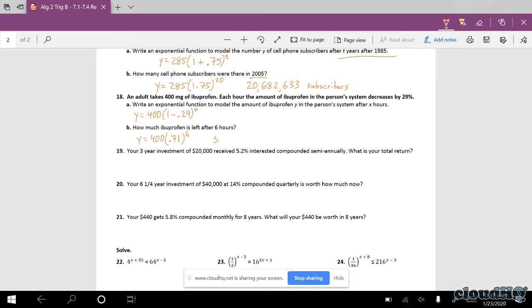You get 51, let's go to nearest hundredth maybe. So 51.24, we're talking about milligrams of ibuprofen.